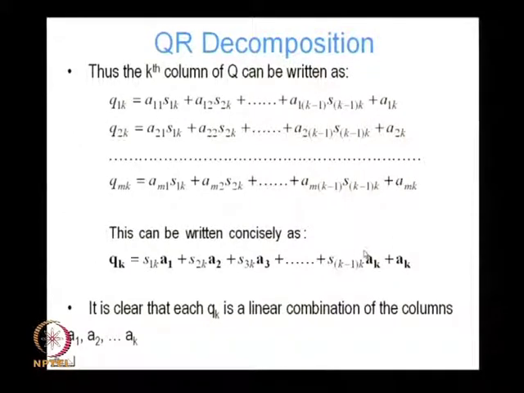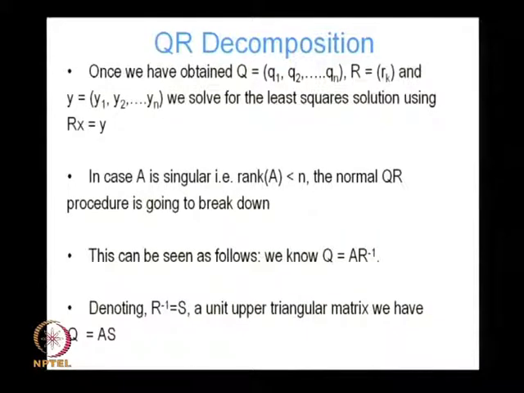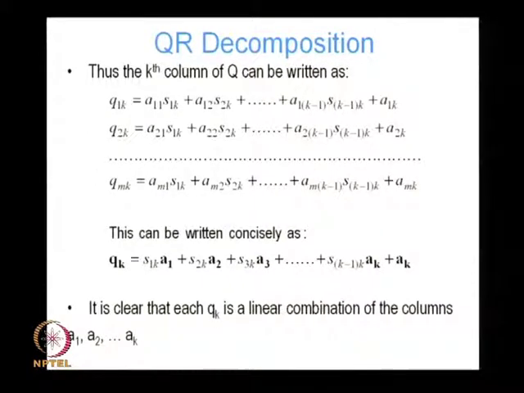Then the kth column of Q can be written from Q is equal to AS. So, the kth column of Q is nothing but Q1k, Q2k through Qmk, all the entries in the kth column, which is going to be nothing but the first row of A multiplied with the kth column of S, the second row times the kth column of S, through the mth row of A times the kth column of S. So, this gives me the kth column of Q.